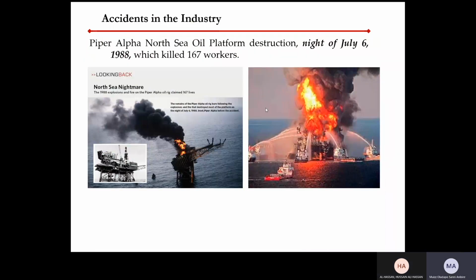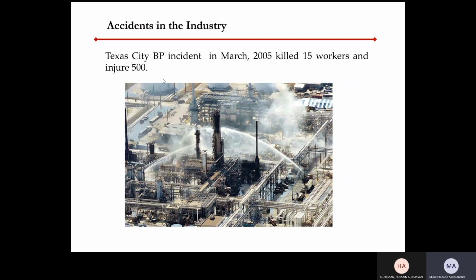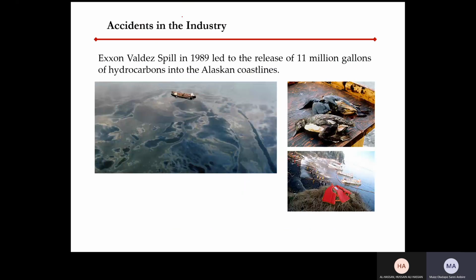Another example is the Piper Alpha North Sea oil platform destruction on the 9th of July 1988, which killed 167 workers. We could also have the Texas City BP incident in March 2005, which killed 15 workers and injured 500. You could have the Exxon Valdez spill in 1989 as well. You can see the entire 11 million gallons of hydrocarbons released onto the Alaskan coastline.